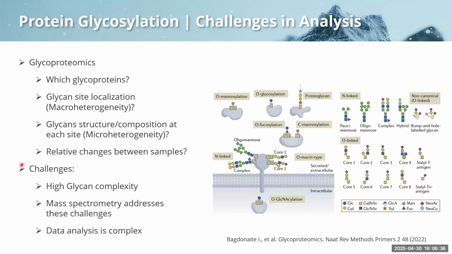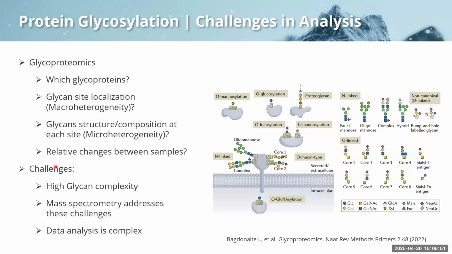And then we also sometimes want to ask, what are the relative changes in glycosylation between samples? Maybe there are different glycan structures across different species. Maybe it's different levels of glycosylation between healthy and disease states, for example.